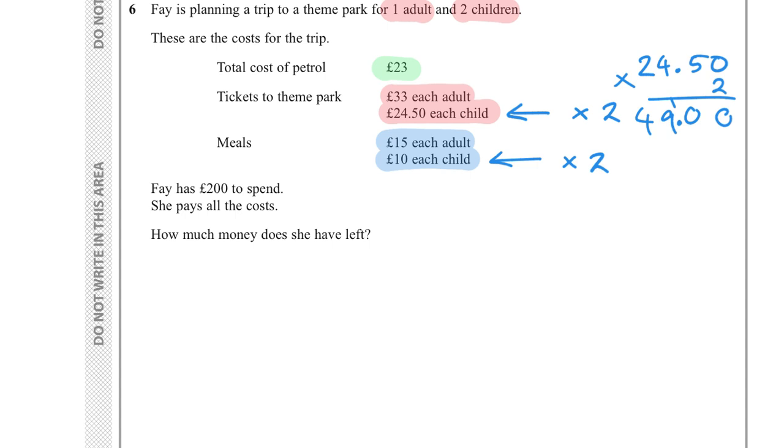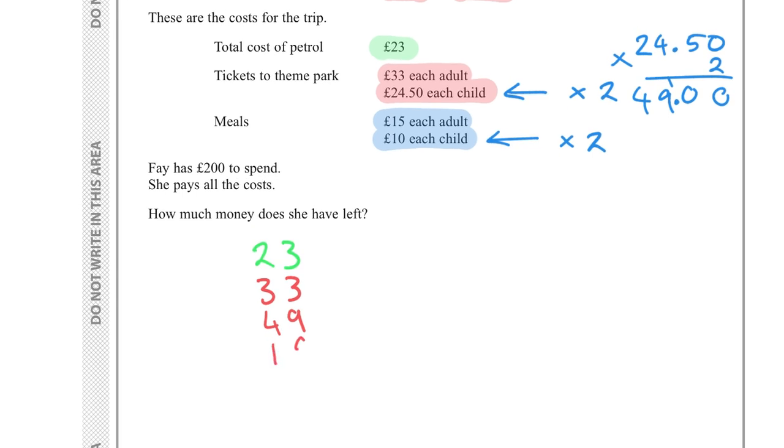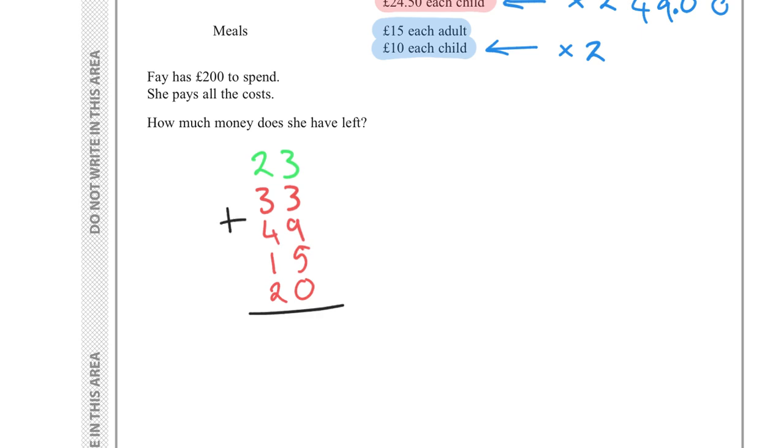So we're essentially just going to do an addition. So we've got £23 for the petrol. We've got £33 for the adult, there's only 1 adult. For the 2 children, it's £49. 15 for the adult, and then 20 because there's 2 children. And then we're just going to add all of that up. Okay, 3 plus 3 is 6, plus 9 is 15, plus 5 is 20. 2 plus 3 is 5, plus 4 is 9, plus 1 is 10, 11, 12, 13, 14.